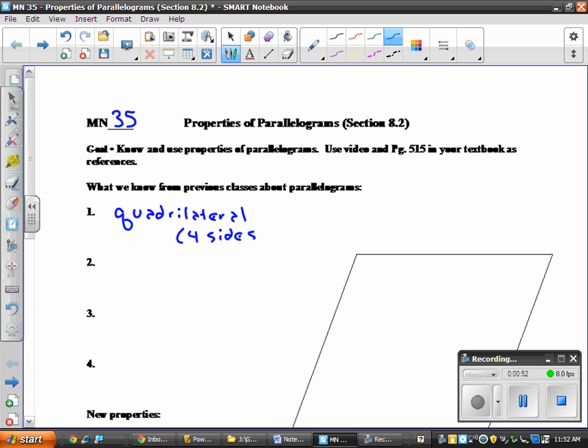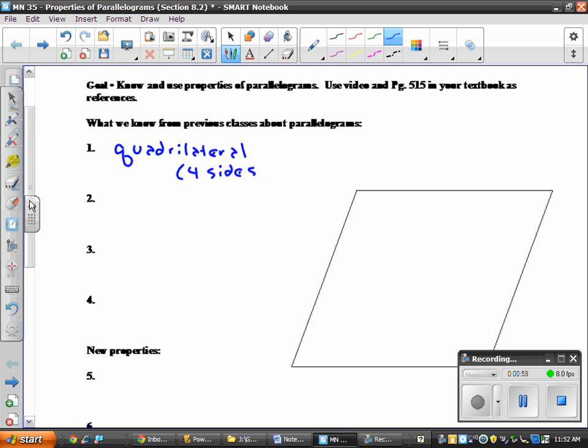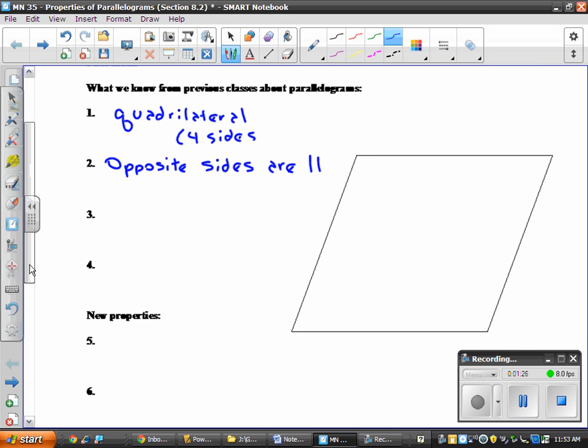And as you look down here at the parallelogram, you can see on your note guide that it does, in fact, have 4 sides. The other thing that we already know about parallelograms, kind of like how many previous classes define it, is that opposite sides are parallel. So I'm going to write that here, opposite sides are parallel.